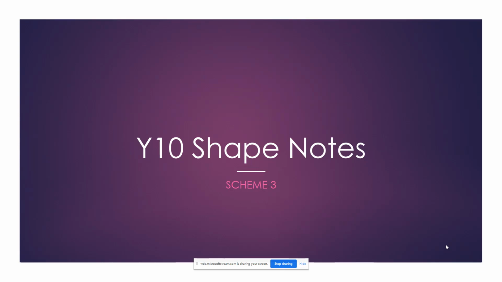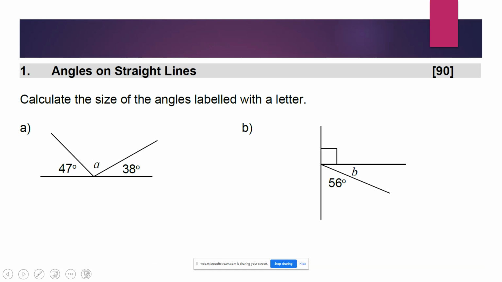So this is the 3 lessons worth of work that you were set this week. All right, there's quite a lot to go through, so I reckon this is probably going to be split into 5 or 6 smaller videos. So the first one, we're going to be looking at the angles on a straight line. Now, as we know, that always adds up to 180 degrees.